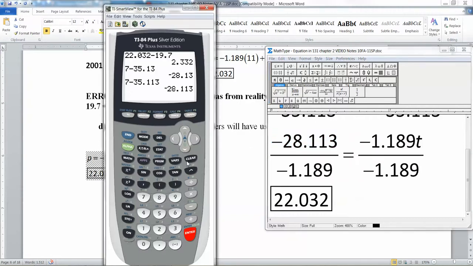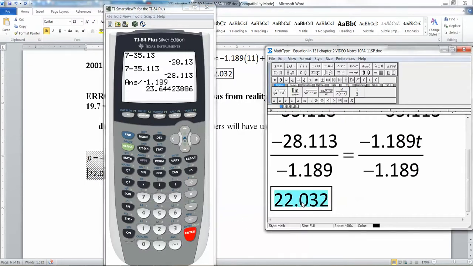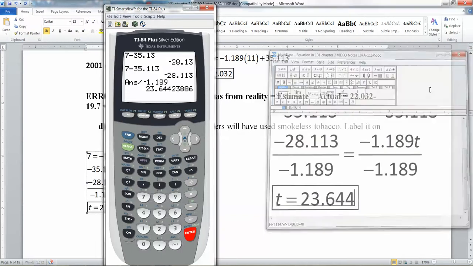So I'm going to take my calculator. Now you can do this two ways. You can type negative 28.113 and so on, or I can just type divide. It'll take my last answer, which is negative 28.113. I'm going to divide it by negative 1.189. And there you go. You get that t is about 23.644. And you're done.